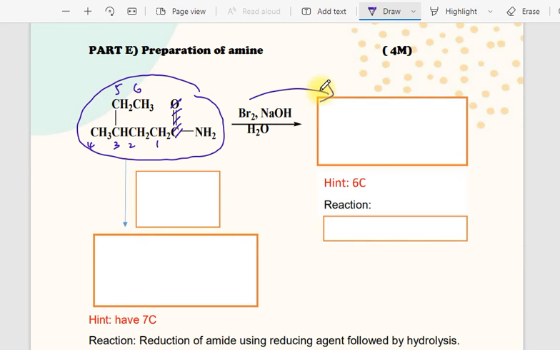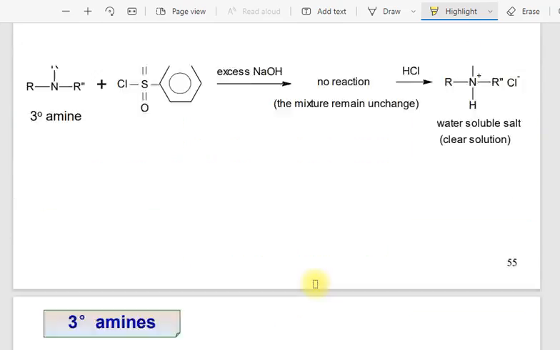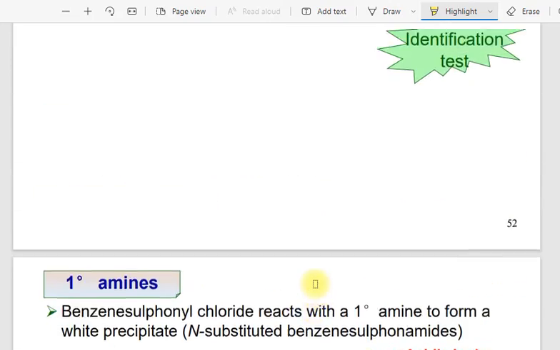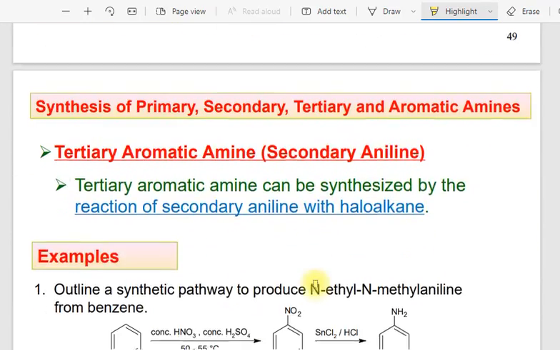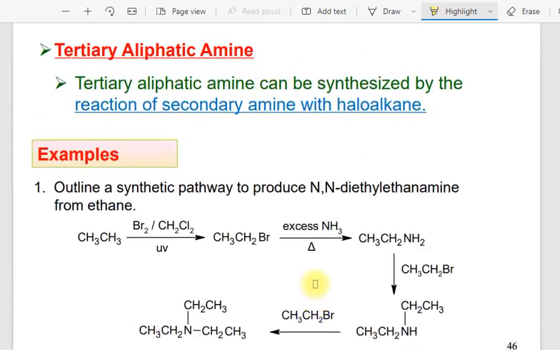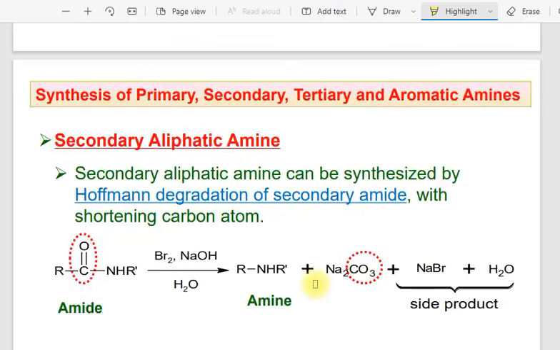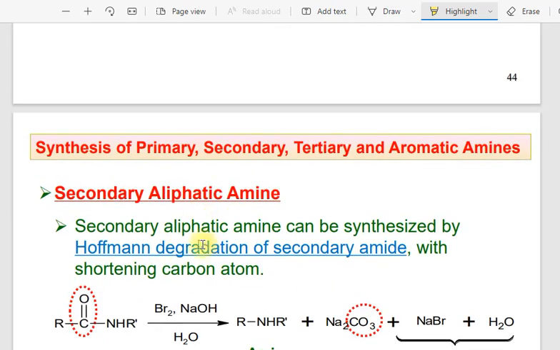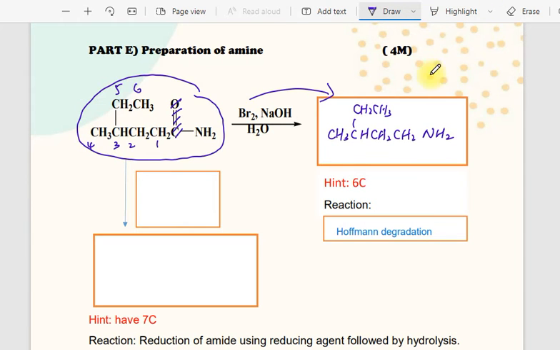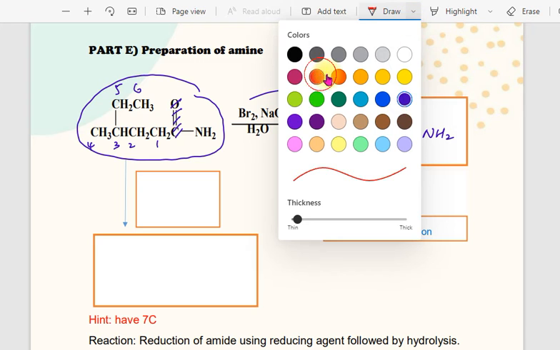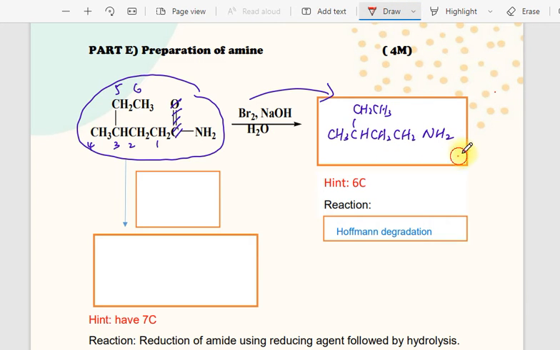For this question, what is this reaction? This reaction is Hofmann degradation. Check where it is. Just now, madam just explained it: to eliminate the C double bond O. So the name of the process is Hofmann degradation of secondary amide. So this is the answer. For 4 marks like this, you get 1 mark for Hofmann degradation as the name of the reaction. So 1, 2, 3, 4, 5, 6. Yes, this one is the answer.